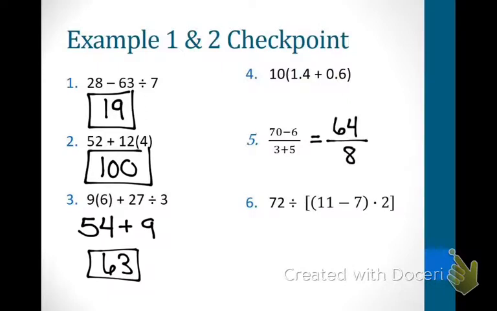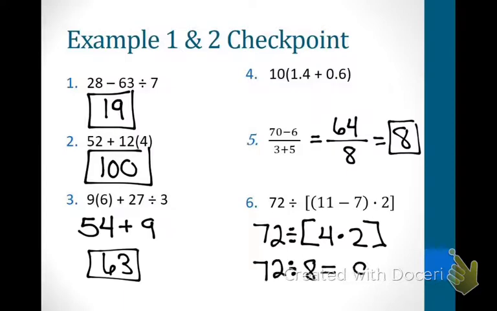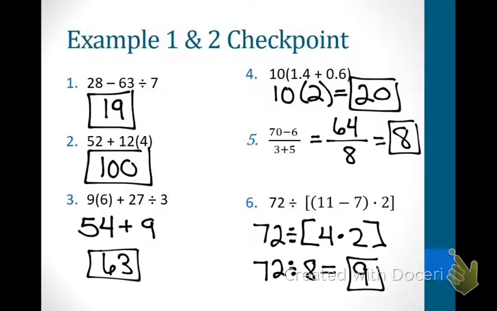Oh, I'll come back to number 4. When I subtract here and add on the bottom, 64 divided by 8 is 8. On number 6, this is the grouping within a grouping. So I do 11 minus 7 is 4. 4 times 2 is 8. And 72 divided by 8 is 9. Going back up to number 4, 10 times 2 is 20. All right, so some of you got them all. Some of you missed a couple, just little mathematical errors you just have to watch out for.